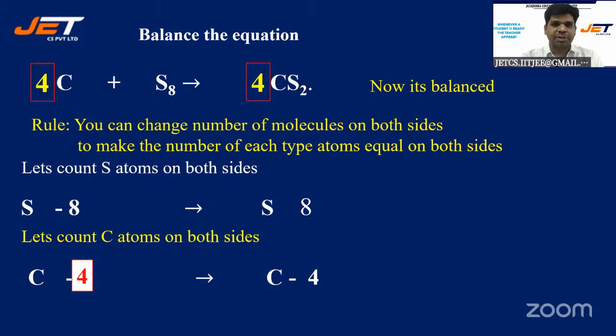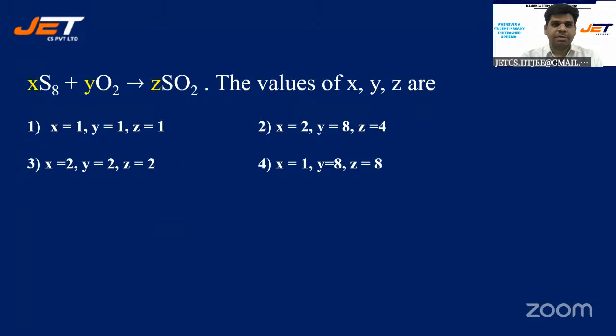All right, let's look at the next one. Here's the question, students. Those are the examples. All right, detailed discussion of the example. But here is a question. Equation, you find out x, y, and z in the equation. Given equation is x S8 plus y O2 gives rise to z SO2. The values of x, y, and z are options which are 1, 2, 3, 4.